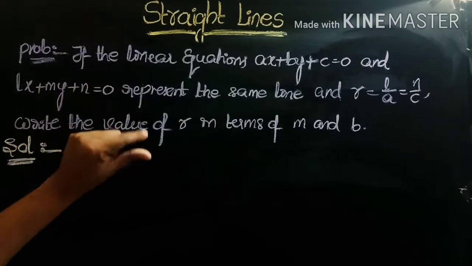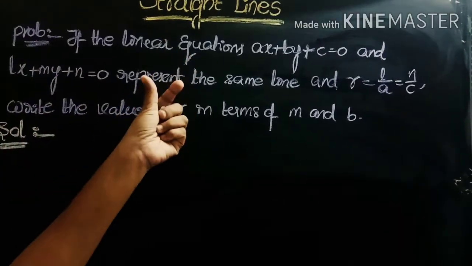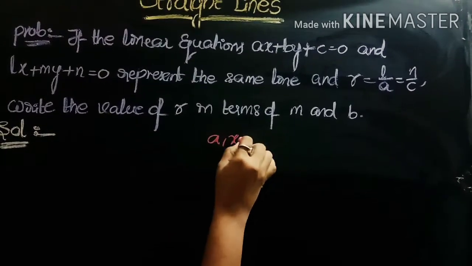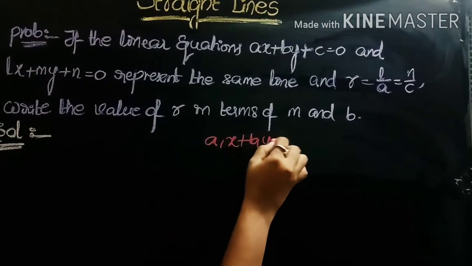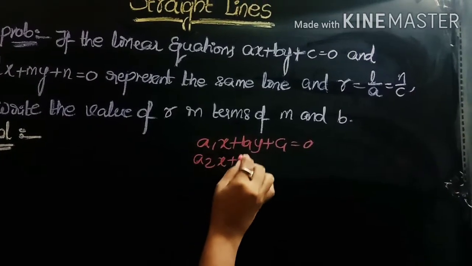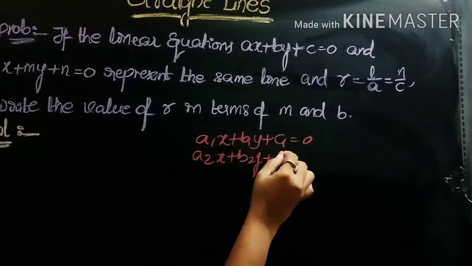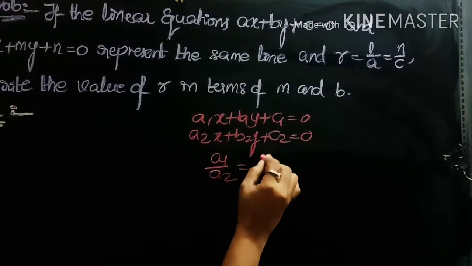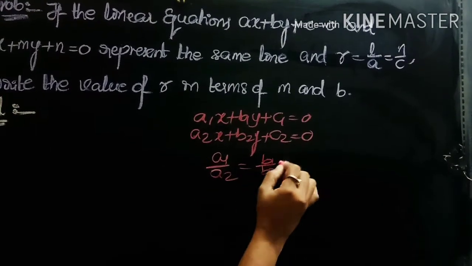So here two equations are given, and the two equations represent the same line. That is, if the lines a1x plus b1y plus c1 is equal to 0 and a2x plus b2y plus c2 is equal to 0 represent the same line, then the condition is a1 by a2 is equal to b1 by b2 is equal to c1 by c2.